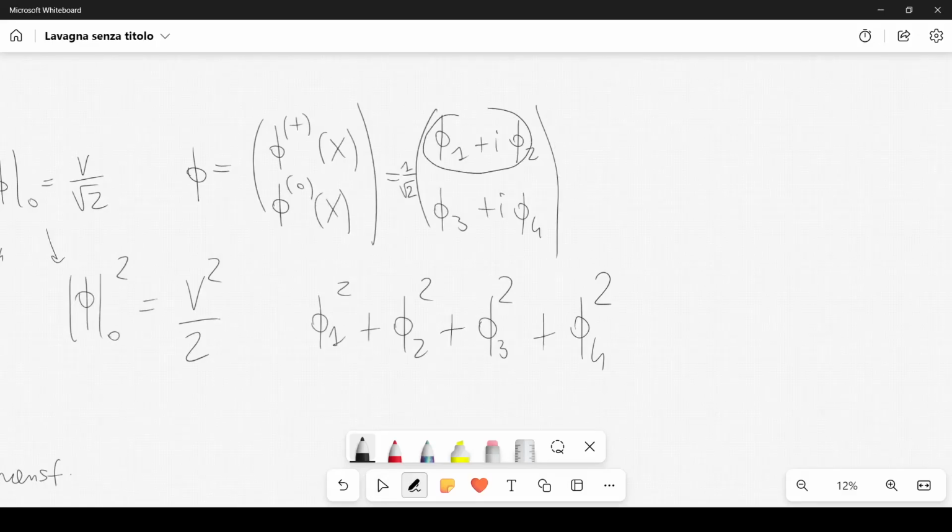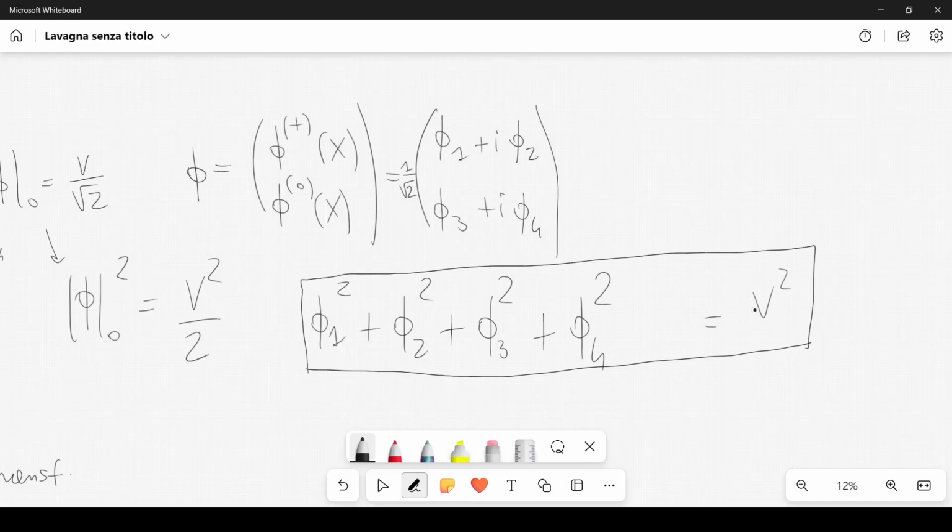So we take the mod of the first one squared, which is phi 1 squared plus phi 2 squared, and then we add the mod of the second complex scalar field. Of course, this is divided by 2, so we have 1 over 2, because we have to square this 1 over square root of 2, and this is equal to v squared over 2. So we can get rid of this factor of 1/2 from both sides, like this. So this is the equation that should be satisfied in the degenerate states.